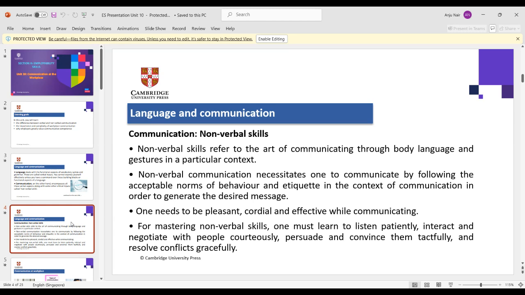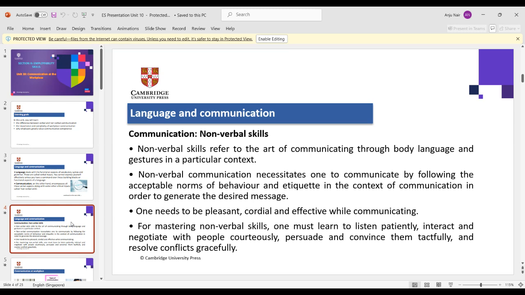That is important. Then, without any shivering, interact with people. You need to be pleasant, cordial, and effective while communicating. Try to understand and observe how people behave or respond in certain situations, so that you'll be able to know. Observation is a skill which will help you to understand how your non-verbal skill works, right?